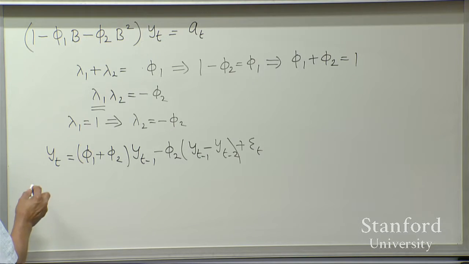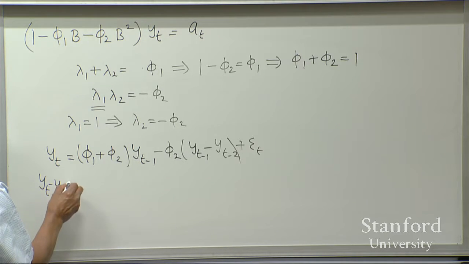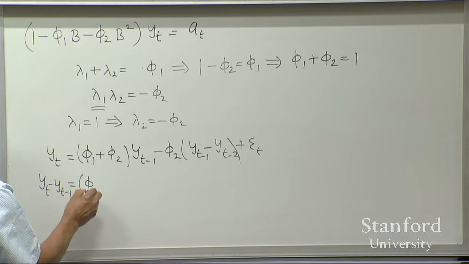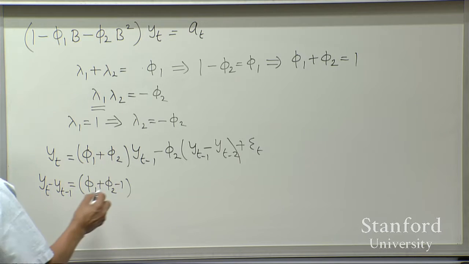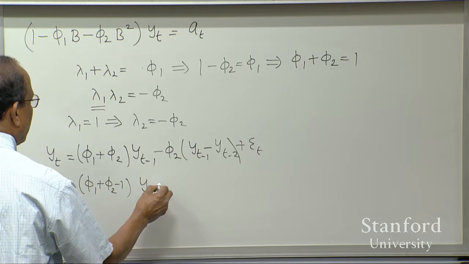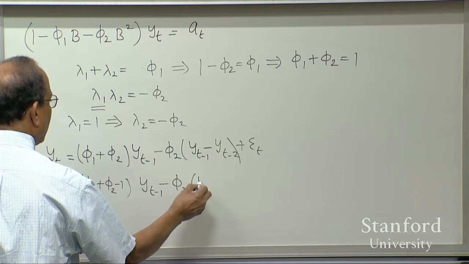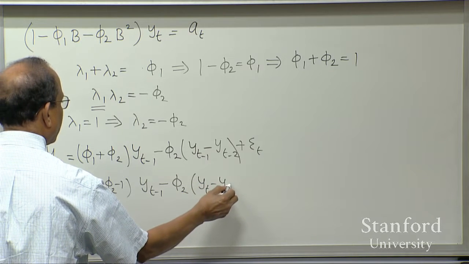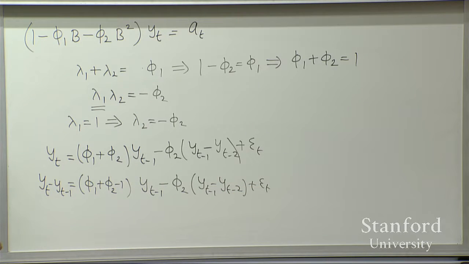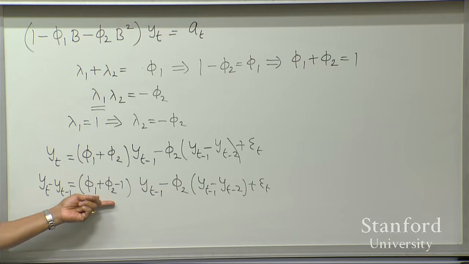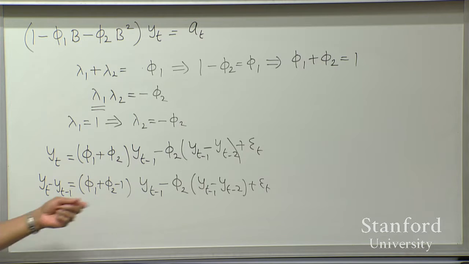Okay. So I'm going to subtract yt minus 1 on both sides. The reason being that you'll see it's going to be pi 1 plus pi 2 minus 1 yt minus 1 minus pi 2 yt minus 1 minus yt minus 2 plus epsilon t. So you can see that testing whether lambda 1 is equal to 1 is same as testing whether this is equal to 0. Okay.